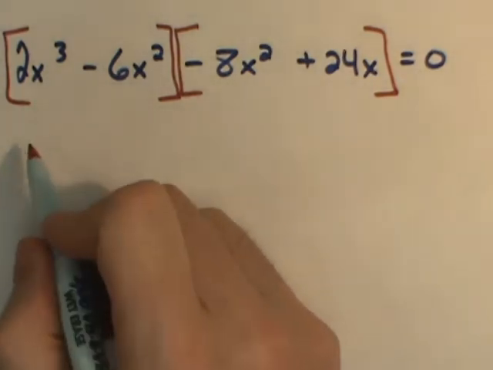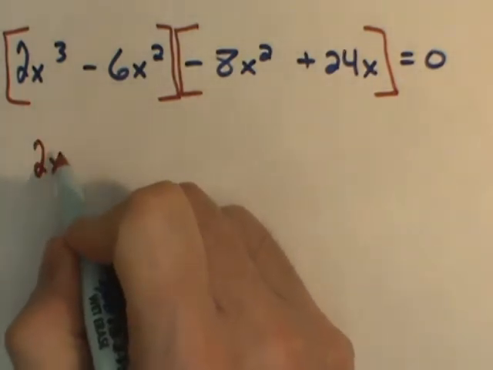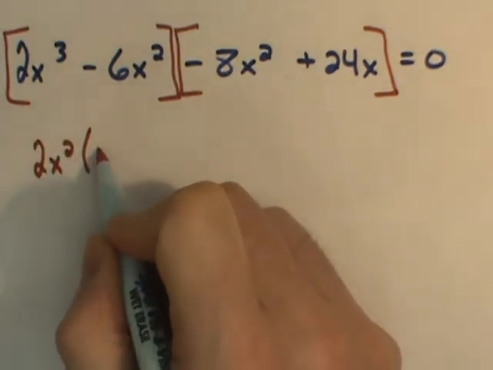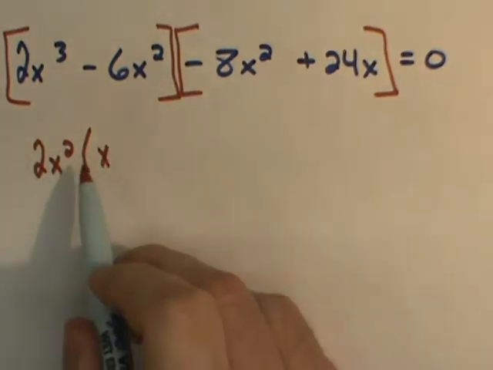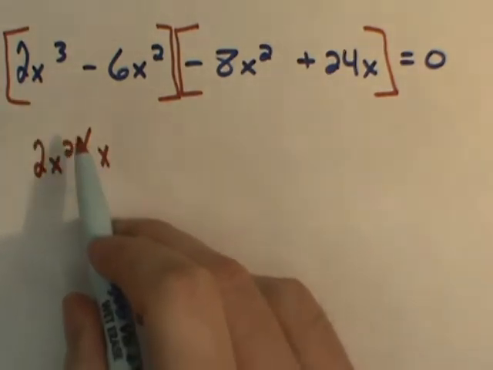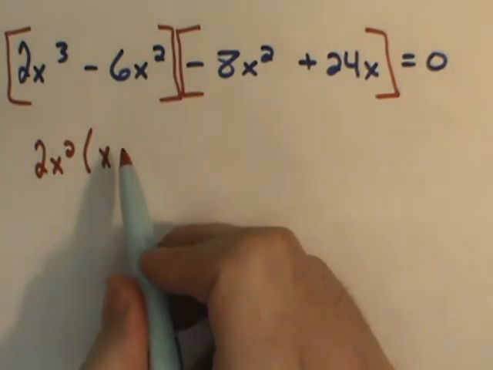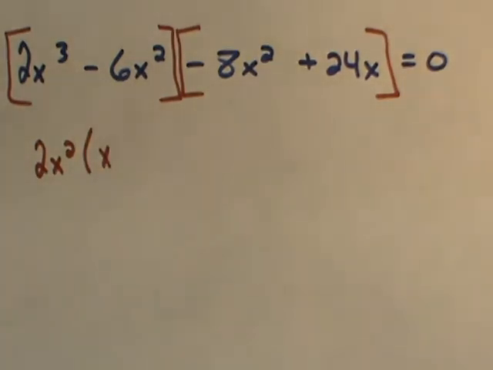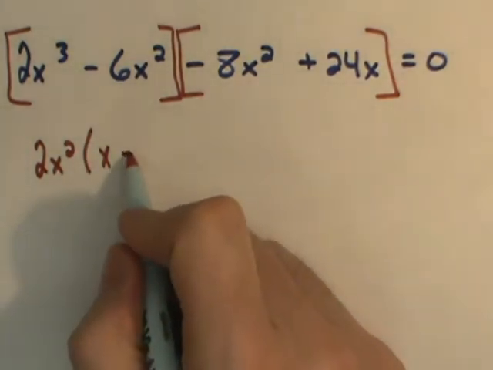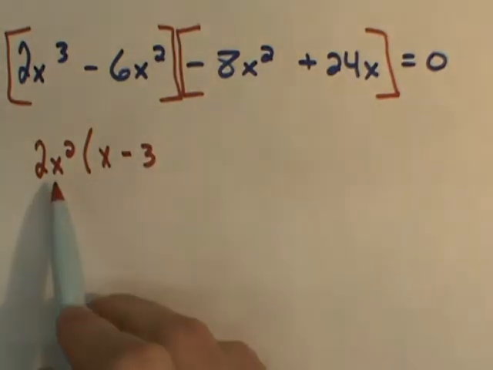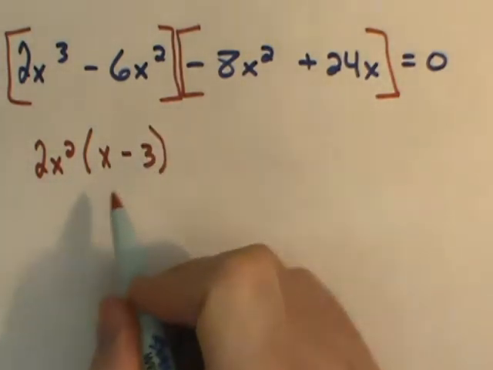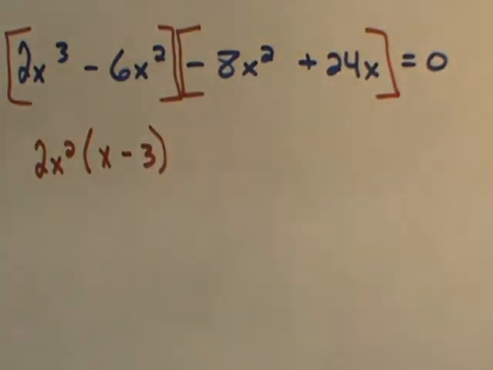From the first set, I think we could pull out a 2x squared. And that would leave us with an x, because 2 times 1 is 2. x squared times x is x cubed. And then 2 times what would give me negative 6? Negative 3. And I already have the x squared here. So this establishes a parenthesis for me.